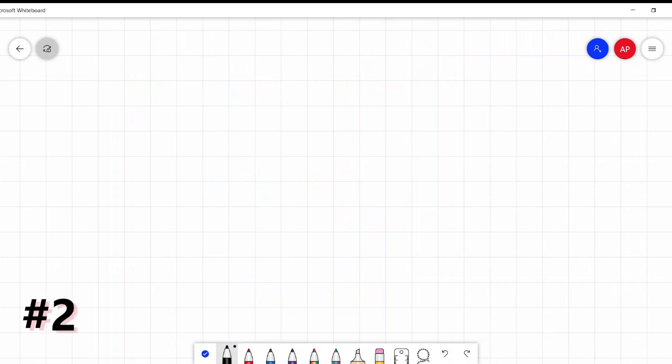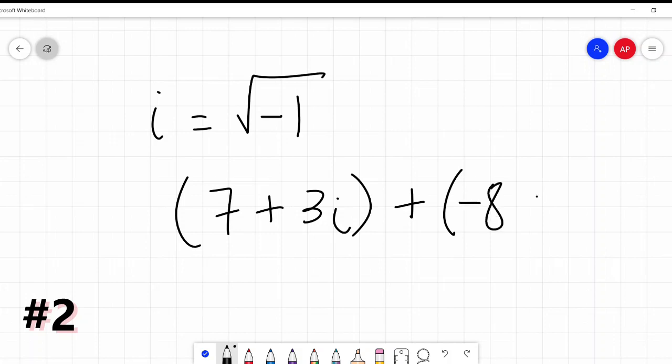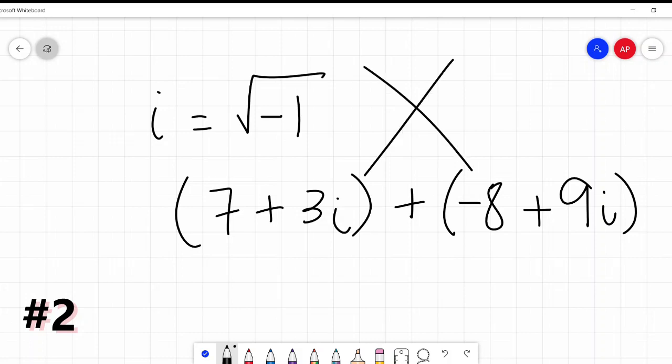Problem 2. For i equals square root of negative 1, what is the sum 7 plus 3i plus negative 8 plus 9i? Two things. They're trying to trick you a little bit here by giving you this first, saying that for i equals the square root of negative 1. So that's a little scary, like, square root of negative 1, how do I deal with this? In this particular problem, it doesn't matter. It doesn't matter what i equals in this case.